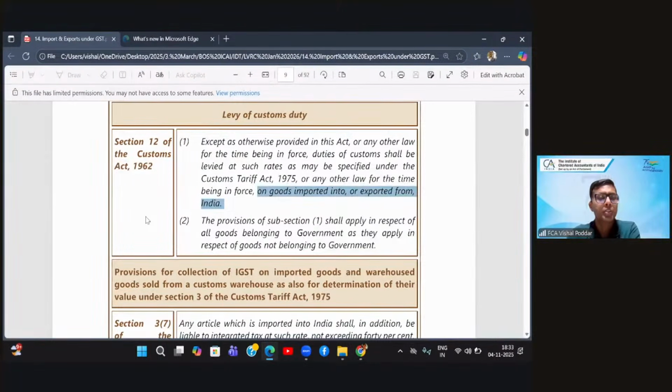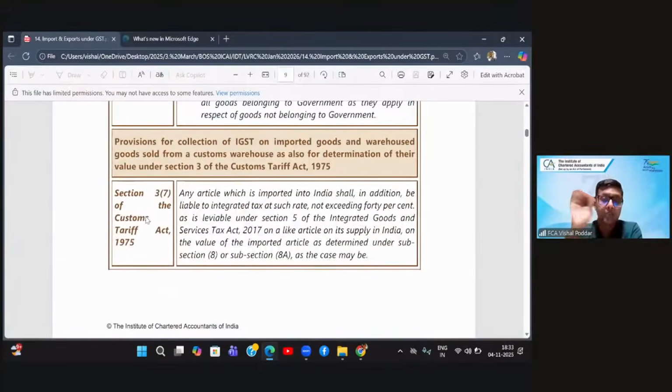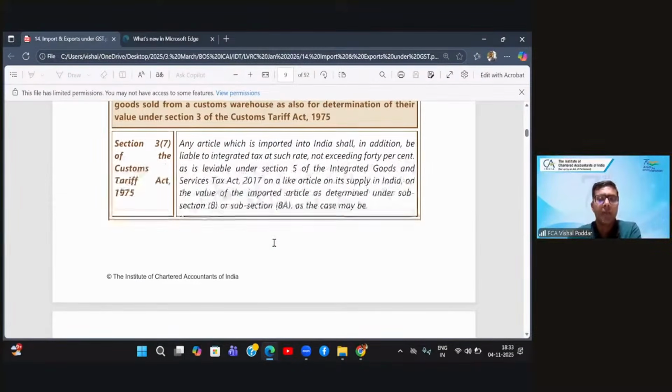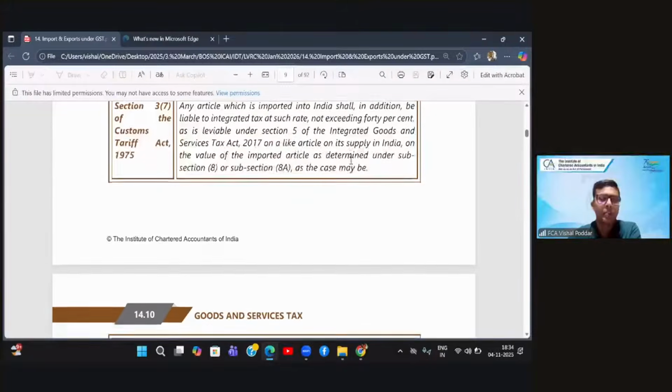Now, another question comes: how to do valuation. For this, section 37 of the Customs Tariff Act provides that an article which is imported into India shall in addition be liable to IGST. So levy of IGST is triggered through section 37 of the Customs Tariff Act. And what it says, this is as per section 5 of the IGST Act, which we just saw. And it will be as per how like articles are being levied with IGST whenever the supply is happening in India. So it is just creating a charge.